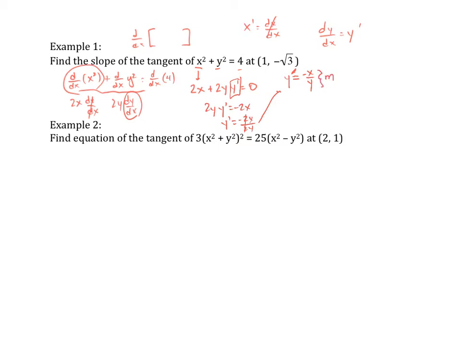And where do I want the slope? I want the slope at an x value of 1 and a y value of negative root 3. So this becomes negative 1 over negative root 3, right? Because of this negative right here. Don't forget about that. Well, those go away. So the slope is 1 over root 3. Now I write my equation: y minus y1, so that'll be y plus root 3, equals my slope times my x minus x1. And there is the equation of the tangent line.